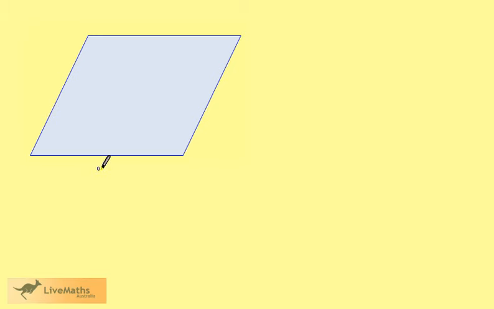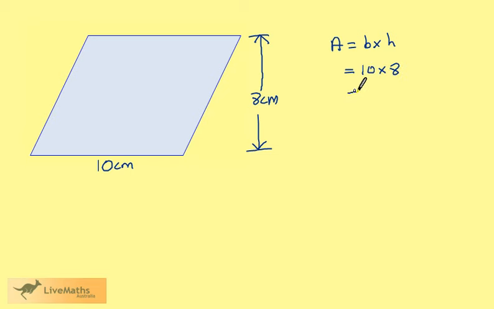So just as an example, suppose that we know that this was 10 centimeters and the height was 8 centimeters. Then using the base times height formula, we have 10 times 8, which is 80 centimeters squared.